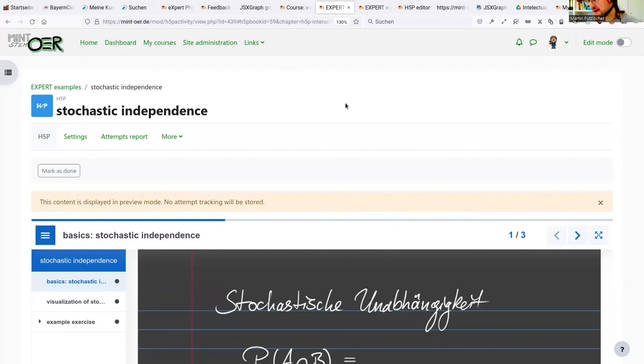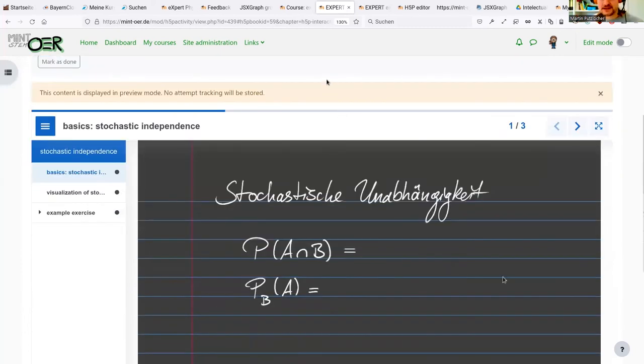Most of my mathematics colleagues and teachers at the moment use GeoGebra to visualize mathematical contents. But maybe there is a perspective that we can more easily add JSXGraph into these H5P packages than at the moment it's possible with GeoGebra. So here's an example for stochastic independence.